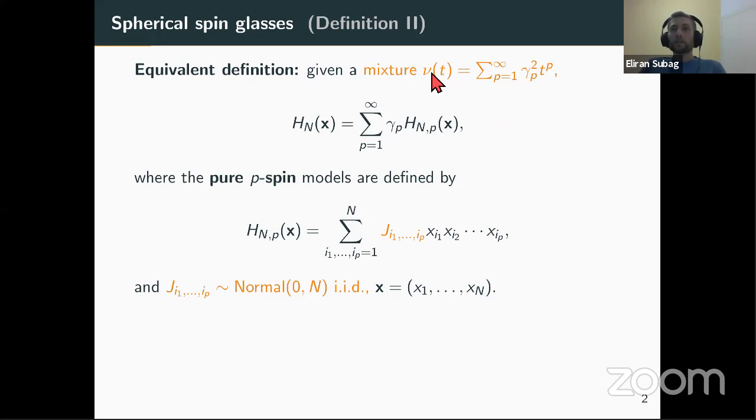And the second definition, which is of course equivalent, is a realization of a process which has such covariance. The claim is that if you take the process I just defined and compute the covariance, you get what we had in the previous slide. Given a mixture, we take a linear combination with the same coefficients gamma p of the pure p-spin models, which I assume to be independent, and they are defined through the following formula. x here is a point on the sphere with coordinates x_i, and you go over all monomials of degree p, multiply each one of them by an independent Gaussian variable, and that's it. Essentially, this is the most natural way to define a random homogeneous polynomial.